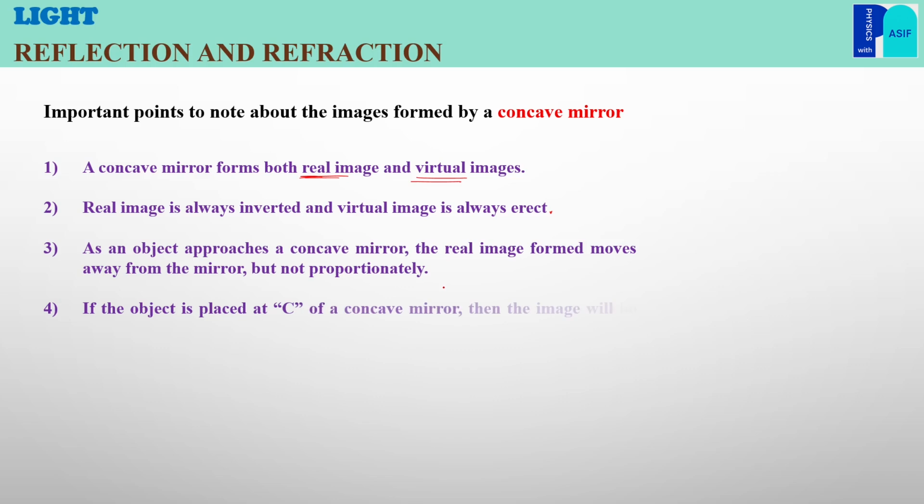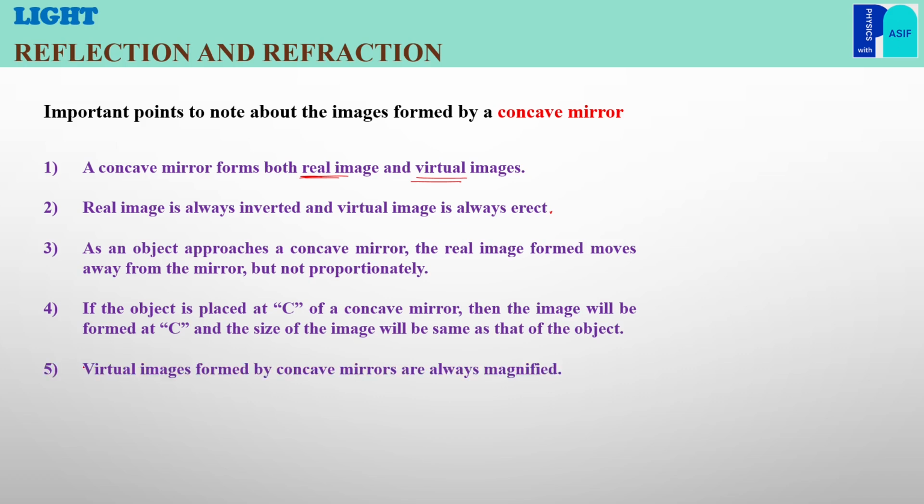The next point, if the object is placed at C of the concave mirror, then the image will also be formed at C and the size of the image will be the same as that of the object. Yes, we have seen that when the candle is placed at C, the image is also formed at C and it is of the same size as the candle. And last one, virtual images formed by concave mirrors are always magnified. When the candle is before the principal focus, the image formed behind the mirror is the virtual one and it is erected and magnified. These are all the important points from the activity done by using the concave mirror.